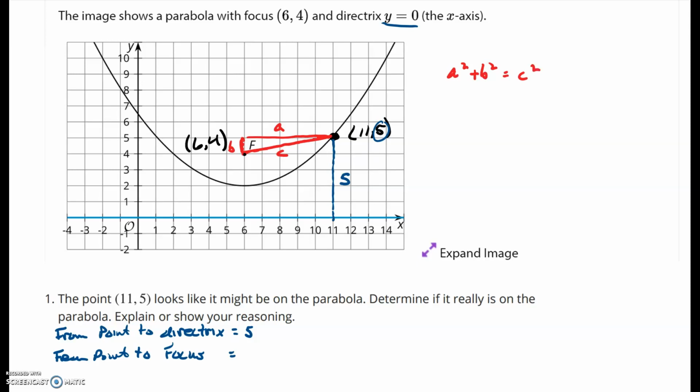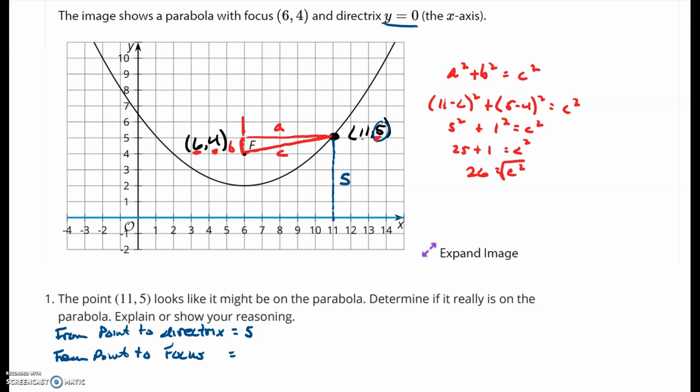My a value: I'm going from 6 to 11, so that is 11 minus 6 squared, plus my b value: I'm going from 4 to positive 5, so 5 minus 4 squared, that must equal my c squared. 11 minus 6 is 5. 5 minus 4 is 1. 5 squared is 25. 1 squared is 1. 25 plus 1 is 26. That must equal c squared.